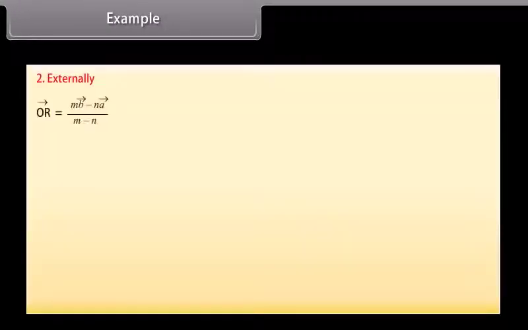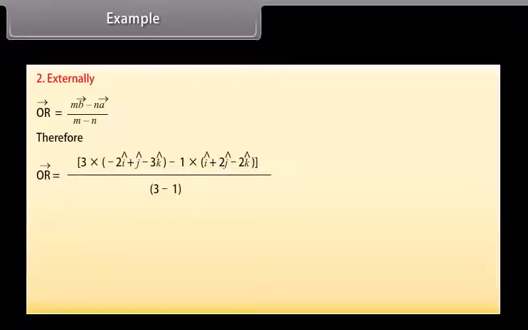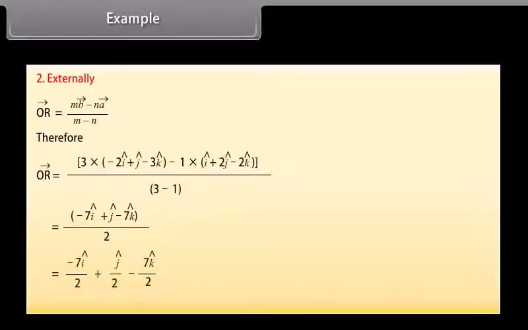Externally, vector OR is equal to m vector B minus n vector A by m minus n. Therefore, vector OR is equal to 3 into (minus 2 cap i plus cap j minus 3 cap k) minus 1 into (cap i plus 2 cap j minus 2 cap k) by 3 minus 1 equals (minus 7 cap i plus cap j minus 7 cap k) by 2 equals minus 7 cap i by 2 plus cap j by 2 minus 7 cap k by 2.